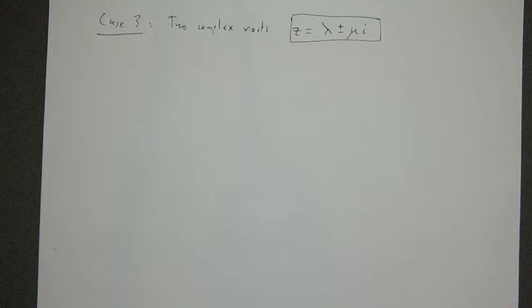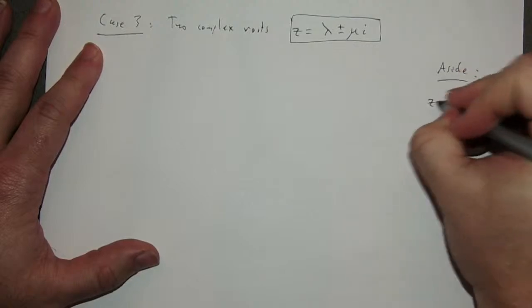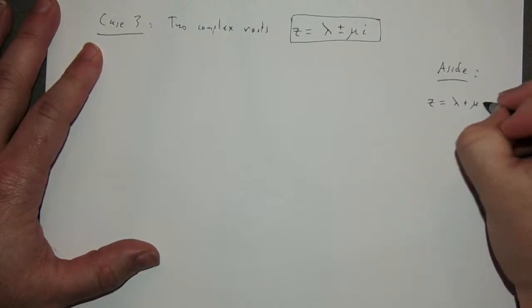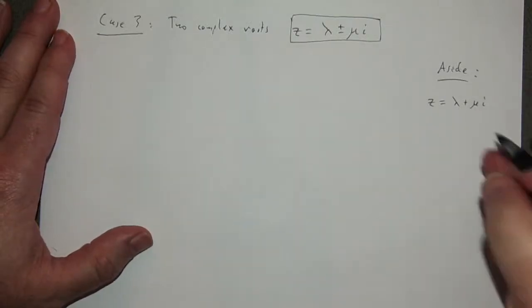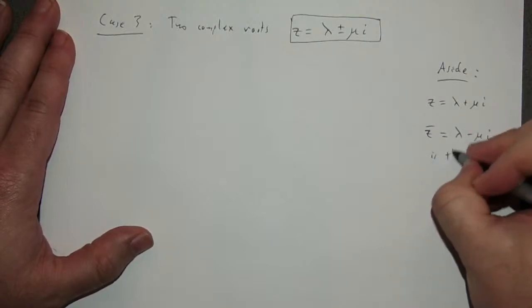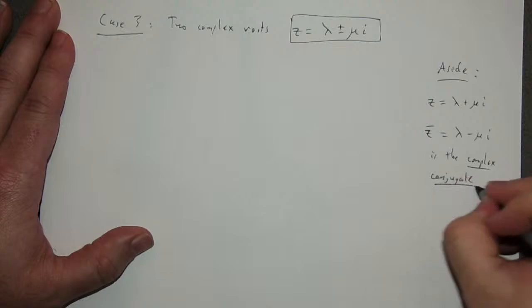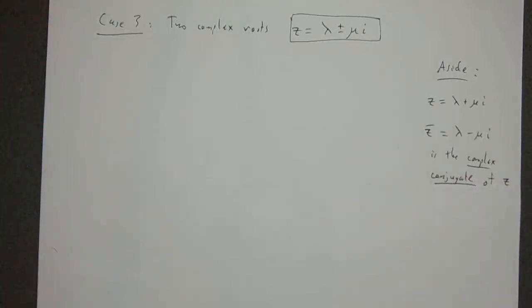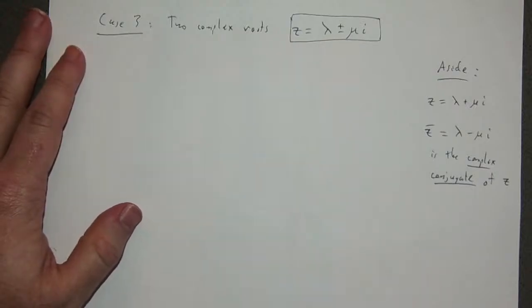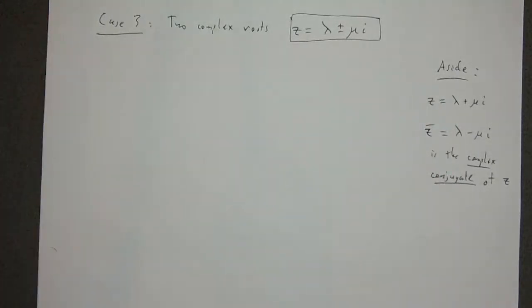So this is what is meant by a conjugate pair. A quick aside, because this will become important later. If z is a complex number, we'll say it looks like lambda plus mu i. Then z bar, which is lambda minus mu i, is the complex conjugate of z. So when I say that a pair of roots come in a conjugate pair, what that means is that they look exactly like this. There's the root lambda plus mu i, and its conjugate lambda minus mu i.